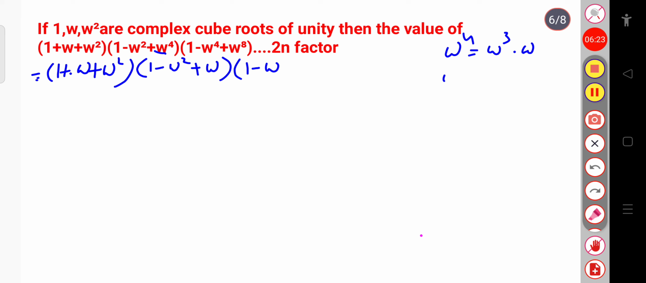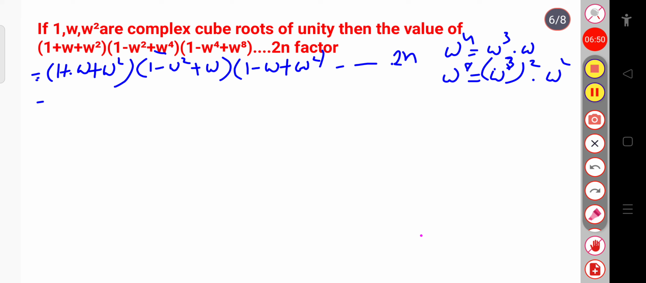we can write it as omega power 3 whole square into omega square. So you know omega power 3 is 1, 1 square is 1 into omega square, so this becomes 1 minus omega plus omega square, and so on up to the 2n factor, clear?